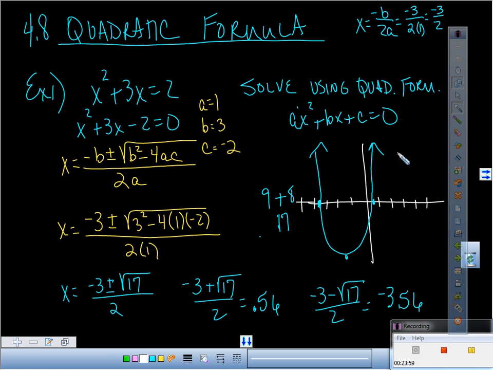Okay? Let's see. X squared plus 3x minus 2. Let's see if it'll factor. X squared factors into x times x. What does the minus sign at the end mean? Yeah, plus and minus. What are the factors of 2 that subtract to be 3?